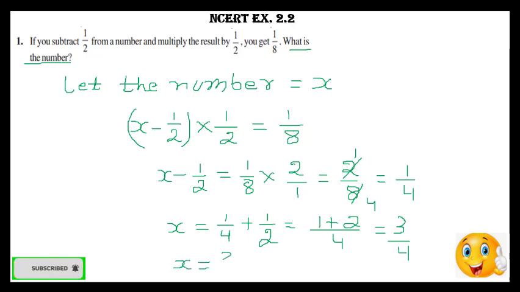So this is the unknown number 3 by 4, from which if you subtract 1 by 2 and you multiply it by 1 by 2 and equate it with 1 by 8, you get the result. So I hope this question is quite clear to everyone and you are noting this question in your notebook. We can move on to the next question now. When I'm writing the question, you just keep writing yourself in your notebook.